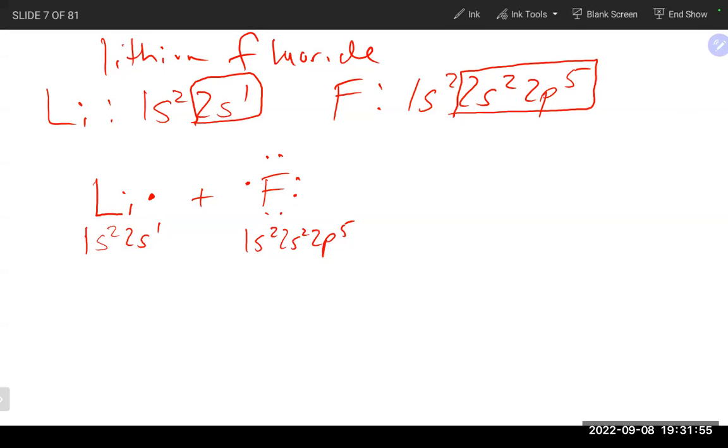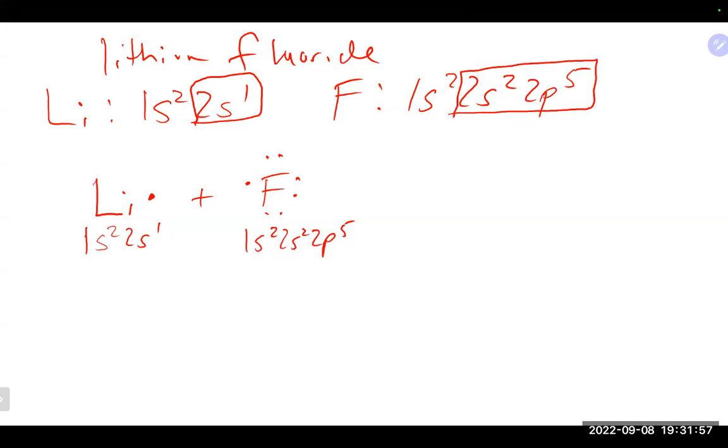Because we have our metal and our non-metal together, our metal is going to say, you can have my electron. It's going to transfer its electron over to the fluorine. When it does that, my lithium now will lose an electron and gain a positive charge. My fluorine will pick up that electron.